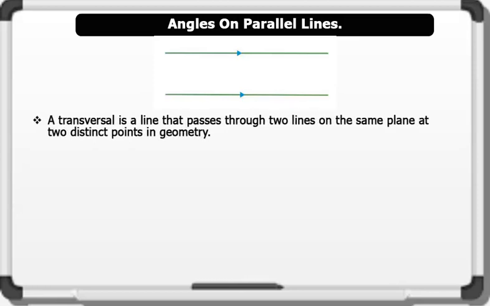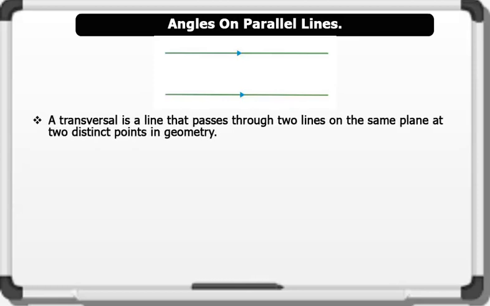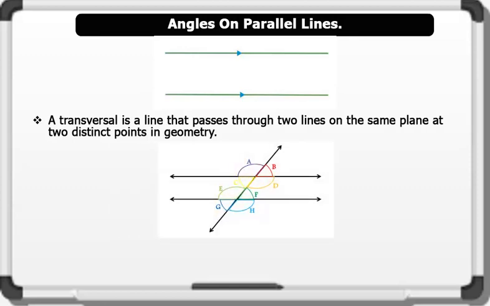Angles on parallel lines. Parallel lines are lines in a plane that are always the same distance apart. Parallel lines never intersect. A transversal is a line that passes through two lines on the same plane at two distinct points in geometry, as shown on the image below.